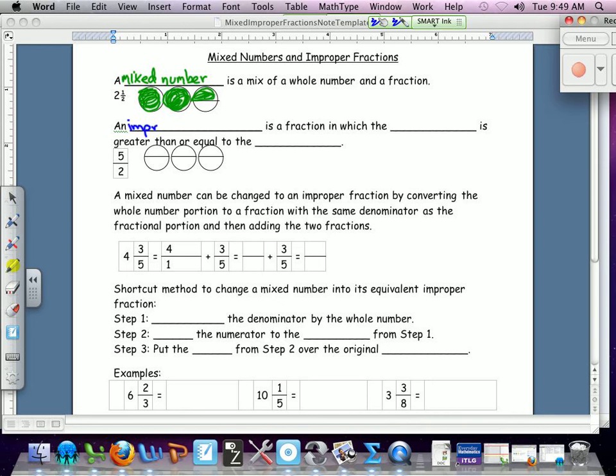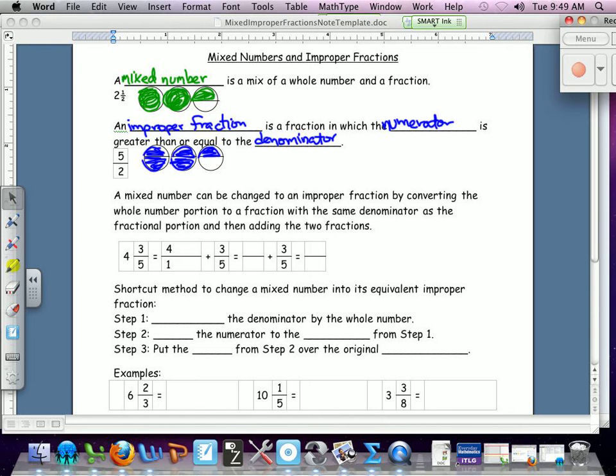So an improper fraction is a fraction in which the numerator is greater than or equal to, so it actually could fit in the pie pan, I suppose, the denominator. What it's saying is it could be rewritten as a whole number or as a mixed number. So if I have 5 halves, it visually represents the same amount. So I have 1, 2, 3, 4, 5 halves.